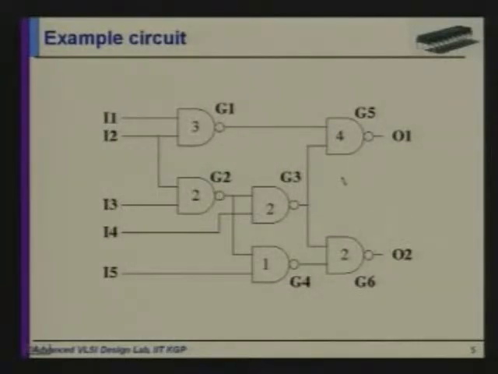Is that okay with you? You know the graph data structure. Okay. So how can you convert this to a graph? Each primary input will be considered as a node, each gate will be considered as a node, and the output will be considered as a node. The connectivity will be obtained from the circuit.